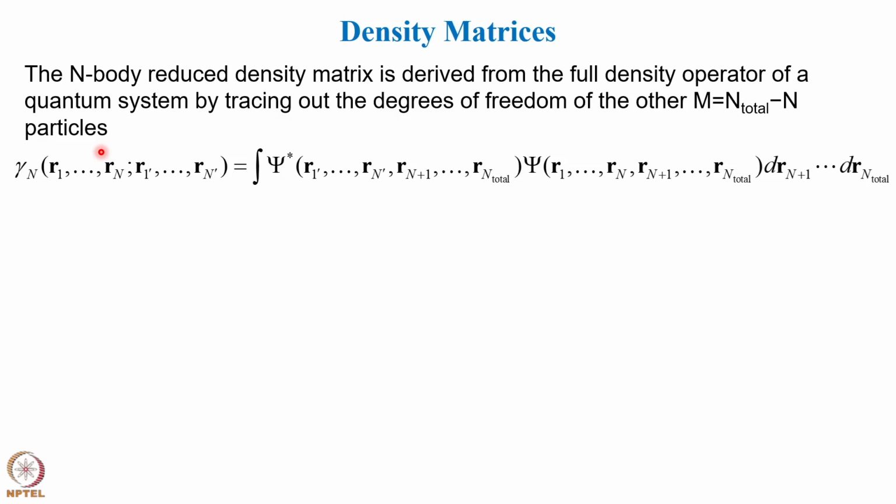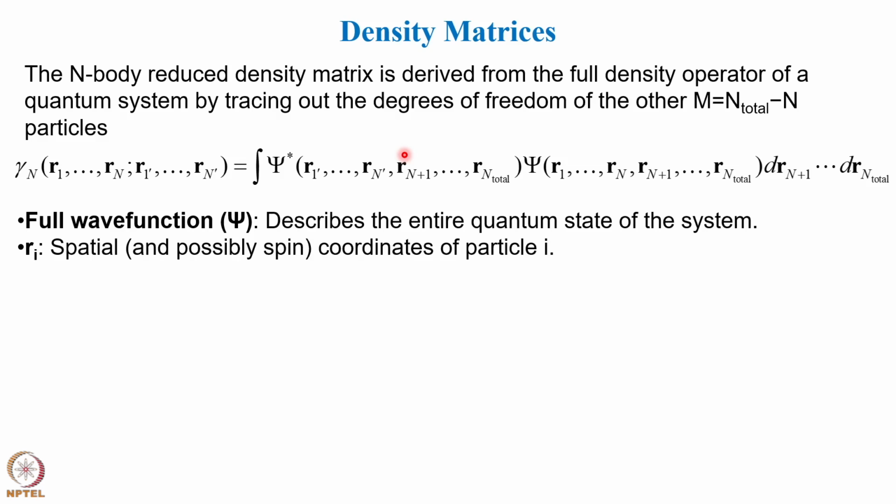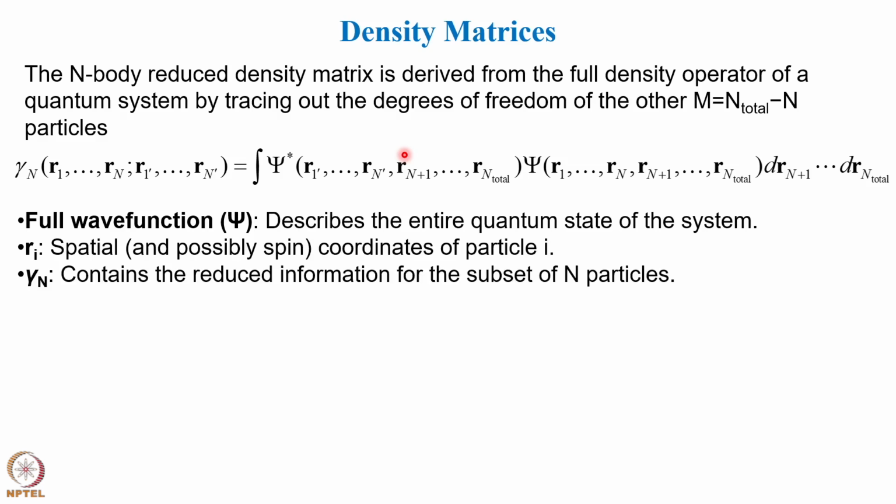Because I am now integrating over these m coordinates, what I will be left with is information about n bodies, and that is why it is called an n-body reduced density matrix. It is reduced because my m dimensions have already been integrated over. In this case, psi is the full wave function, which has total coordinates 1 to n plus m. Ri is the spatial coordinate, and maybe it can be a spin coordinate also. For the time being, let us only work with the spatial coordinate, and gamma n is the reduced density matrix of a subset of n particles. So, this is a generalized n-body reduced density matrix.